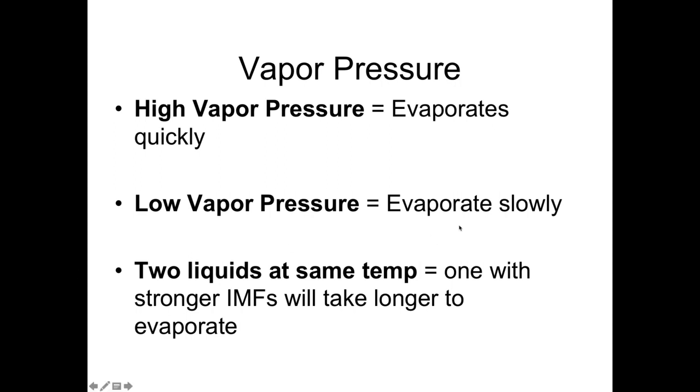Where low vapor pressure evaporates slowly. And so if you have two liquids at the same temperature, the one with the stronger IMFs will take a longer time to evaporate than the one that has fewer IMFs.